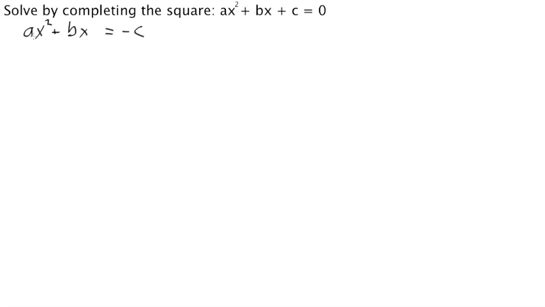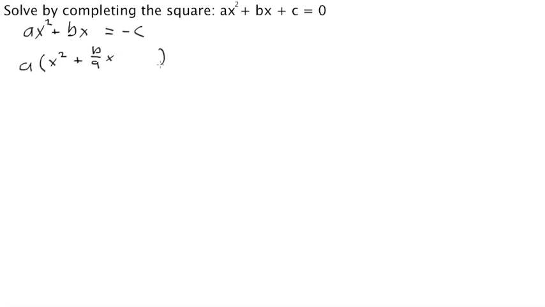Next, recall that we factor out the coefficient of our squared term. So I'm going to factor out an a from the left-hand side. So ax squared, when I divide it by a, I'm factoring out the a, so to find what I put inside the parentheses, I divide the old term by a. So ax squared divided by a is just x squared. bx divided by a is going to be b over a times x.